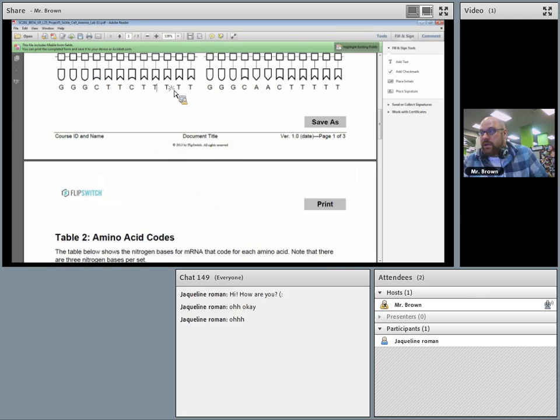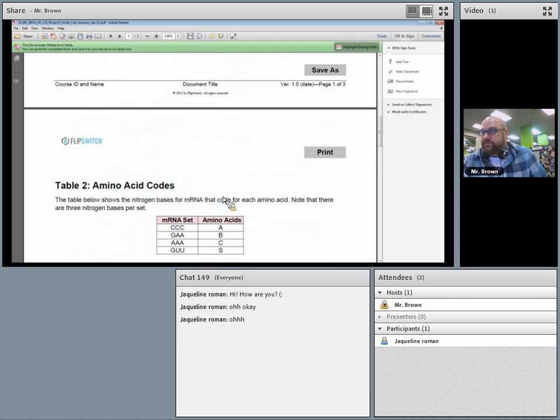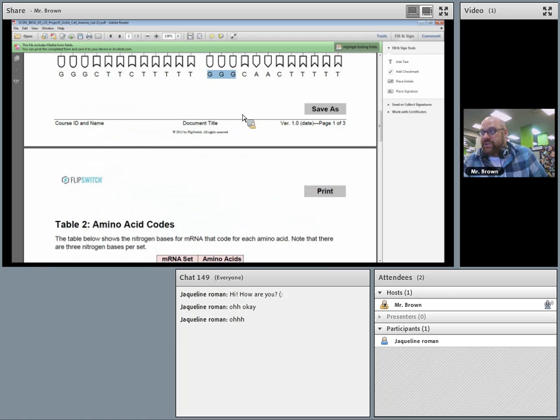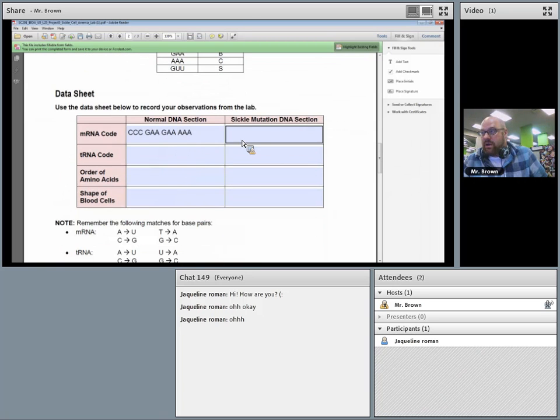And lastly, the three T's: T turns into A, and that's it. Okay, for the sickle cell, the first three is GGG, same as the normal strand so far, CCC. All right, because that's what we're using. G turns into C. Okay, you do not have to do the tRNA. You can if you want to, but you don't have to.